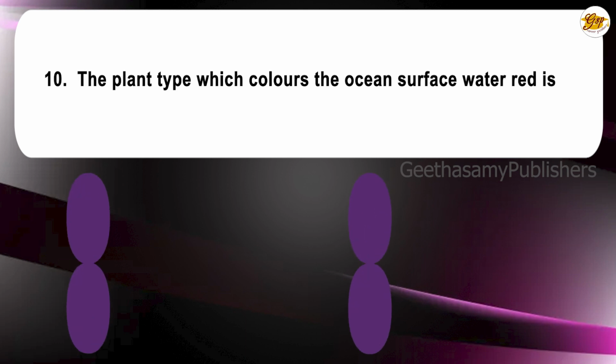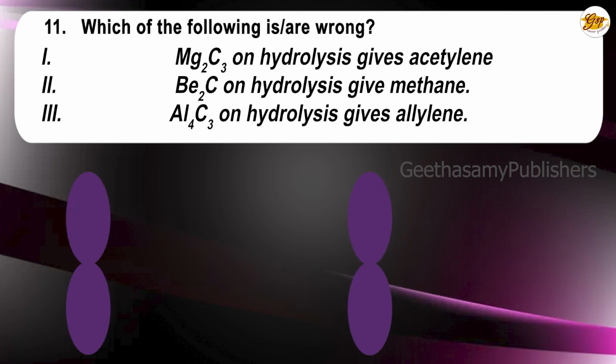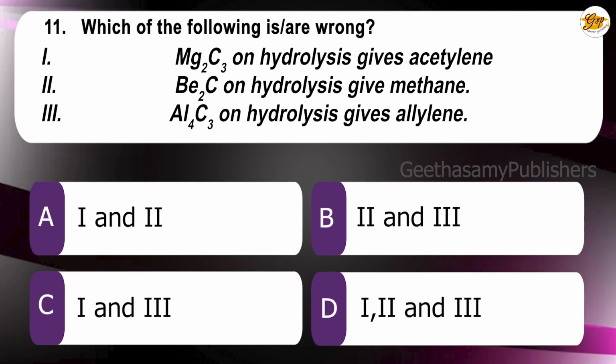10th question. The plant type which colors the ocean surface water red is A. Dinoflagellates, B. Golden algae, C. Green algae, D. Red algae. The correct answer is A. Dinoflagellates.